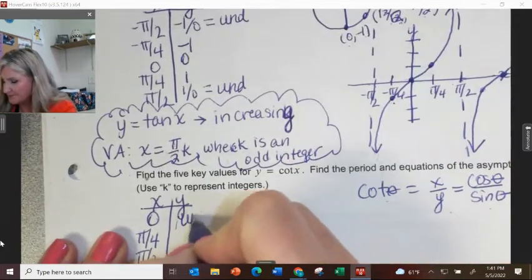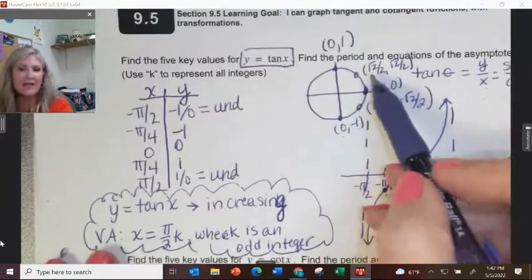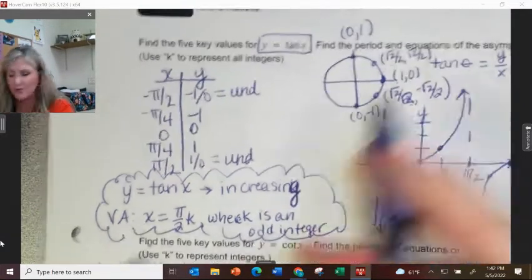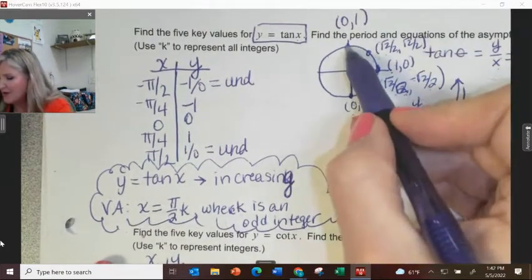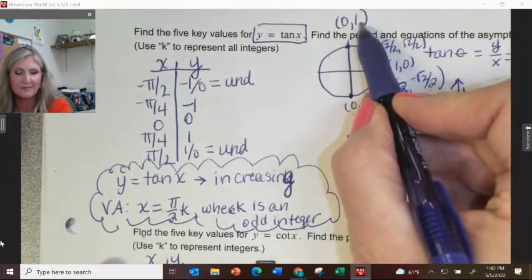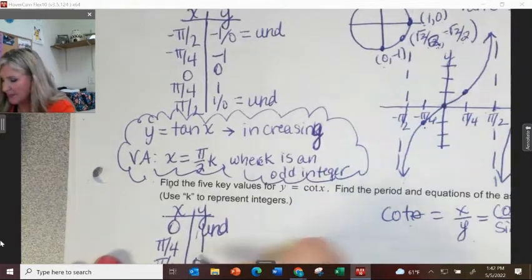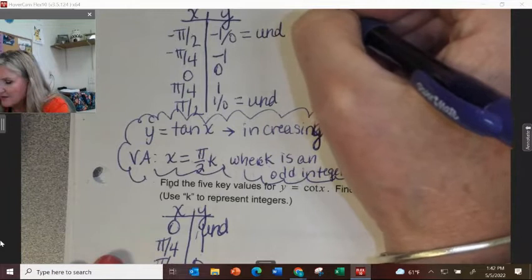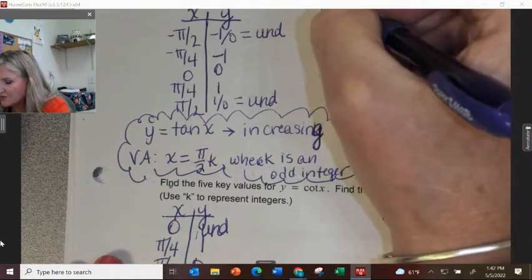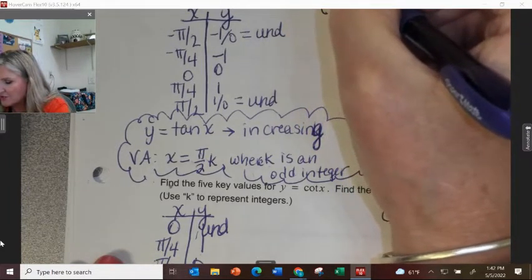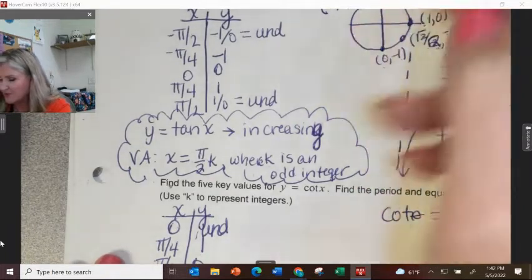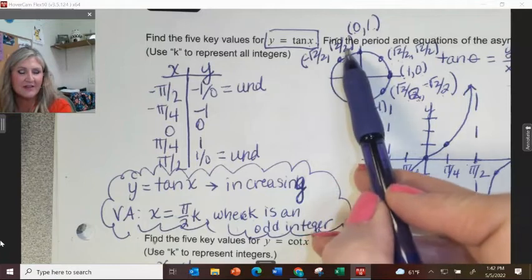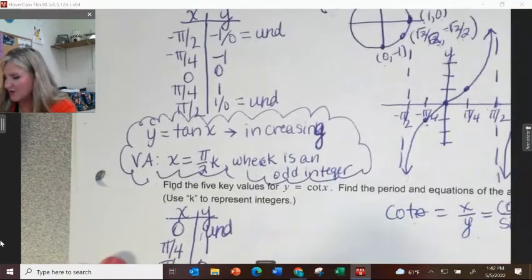Undefined, good. What about at pi over 4? If I do x divided by y, what's that going to be? 1. What about here at pi over 2, x over y? 0. 3 pi over 4, what's the point here? Nope, negative radical 2 over 2 and radical 2 over 2 at 3 pi over 4 first. So if we do x over y, what's that going to give us? Negative 1. Oh, you guys were telling me the answer.